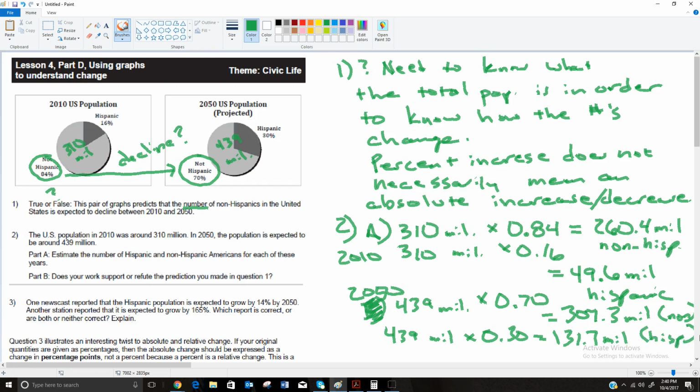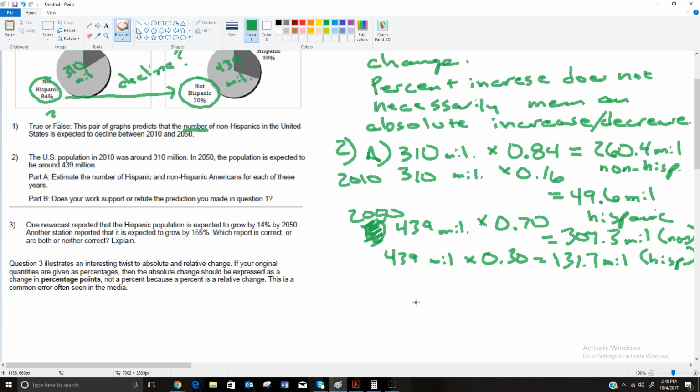Okay, sorry about my cryptic little abbreviations there. So now let's go back. It says, does your work support or refute what you said before? Well, we weren't sure before, but it looked like there was an increase because of the way the percentages looked. But now, if we look at these actual numbers, is the number of non-Hispanic people in the United States decreasing? The answer is absolutely not. It's going up by almost 47 million people. So the non-Hispanic portion of the population is going to go up by 47 million between 2010 and 2050.